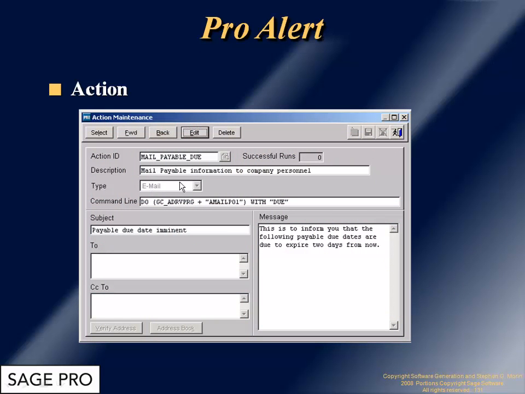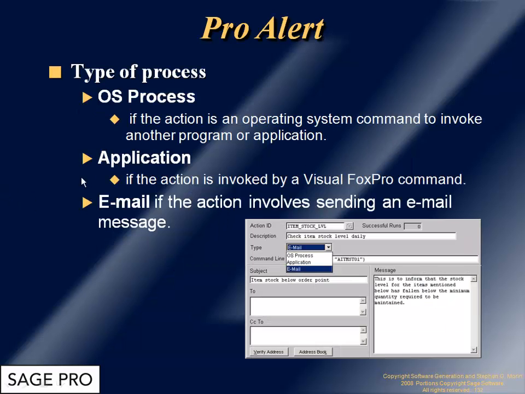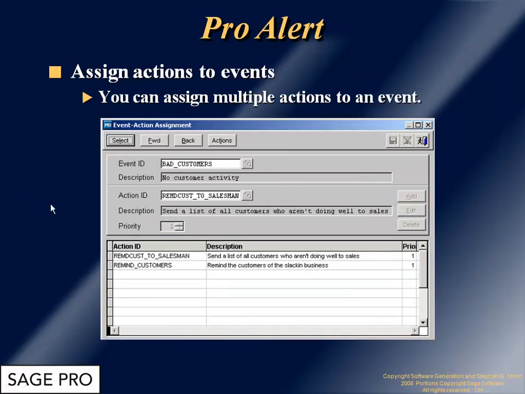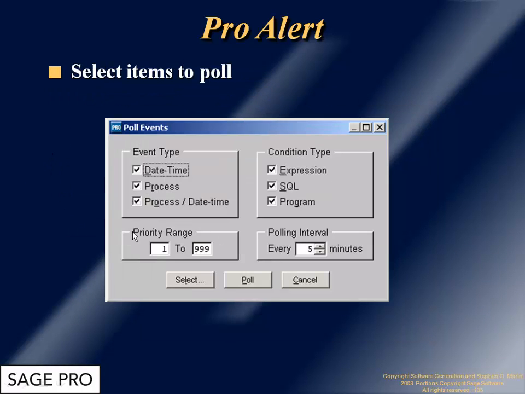It's available. Here's all the possible actions that we've got predefined in the system. Send a reminder to the customers, mail payable information, whatever. I have people that are successfully using this. They're mostly using it for things like to notify them of low stock conditions, credit limit issues, things like that. Okay, there are polling events and stuff.